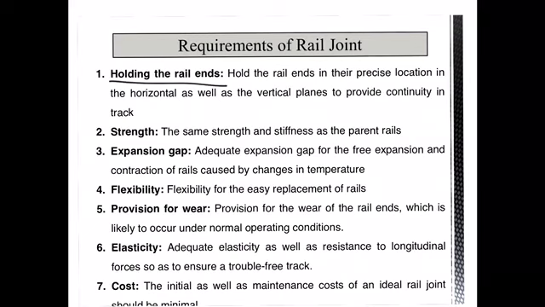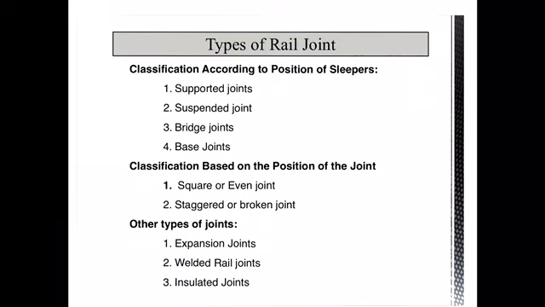Next we'll look into the various types of joints provided in the rail section. We have three main classifications. The first is the classification according to the position of the sleepers, that is, how the sleepers are placed with respect to the joints. With respect to that, we have four types of joints: supported joints, suspended joints, bridge joints, and base joints. The next classification is based upon the position of the joints, how the joints are provided.